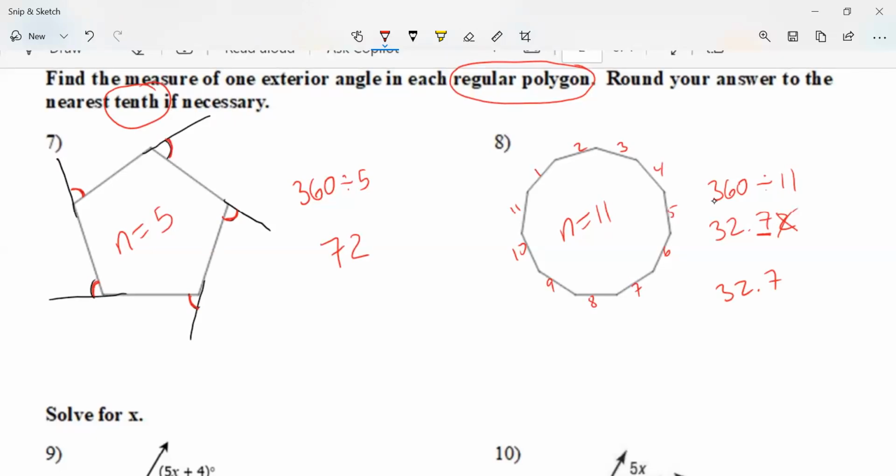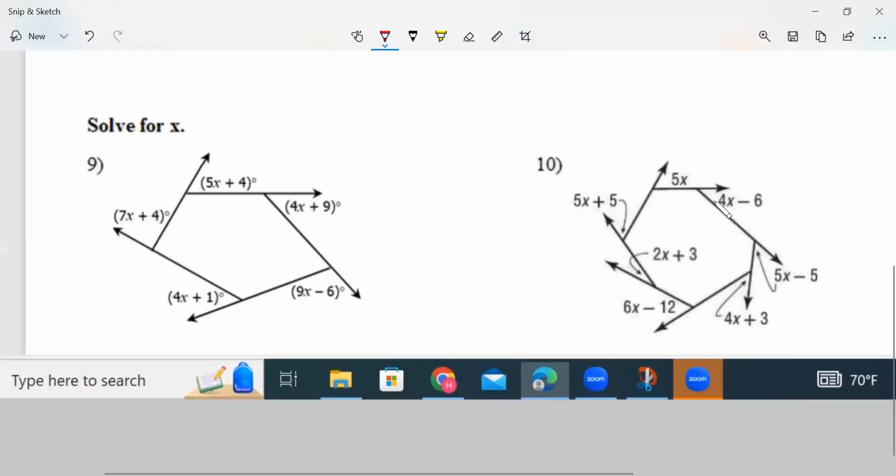So the angles on the outside always add up to 360. You're like, Sir Leonzo, which angle? Can you show me one of the exterior angles? Yeah. Choose a side, make it bigger, in that angle. That's what we're looking at. Okay, let's take a look at question number 9 here. Solve for x.